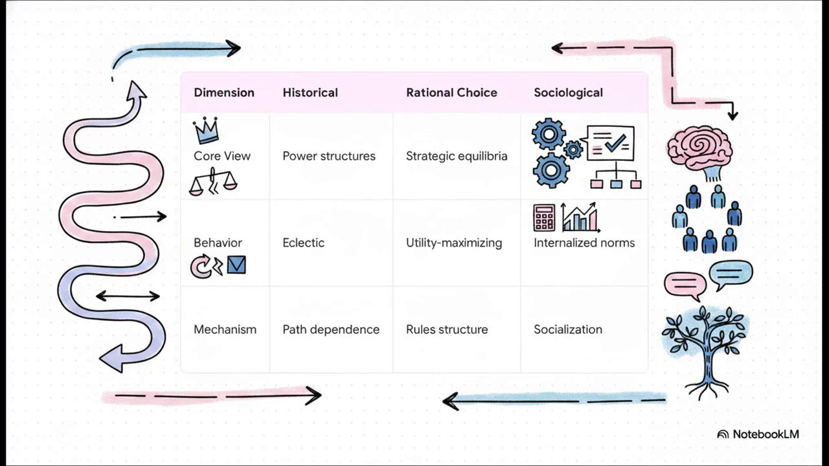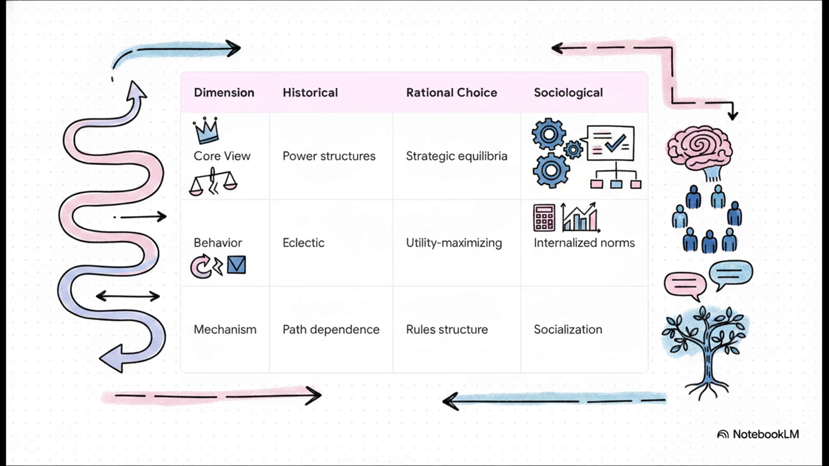Now, what's really fascinating here is that Hall and Taylor noted these three schools developed somewhat independently of each other. But when you synthesize them directly, it reveals the major fault lines in modern political science. Let's actually walk through this matrix row by row. Look at the core view. Historical institutionalists see institutions as power structures that create winners and losers over time. Rational choice sees them as efficient equilibria designed to solve problems, and sociological sees them as cultural norms.